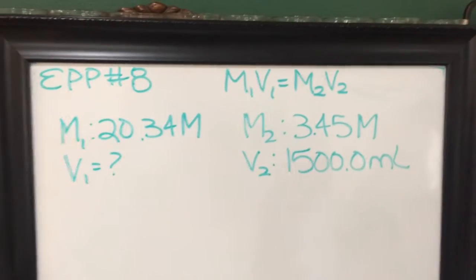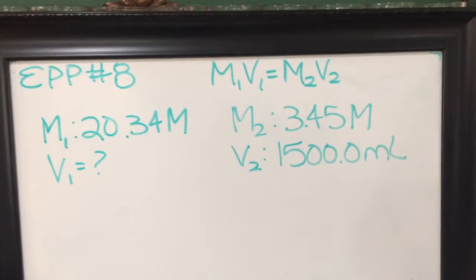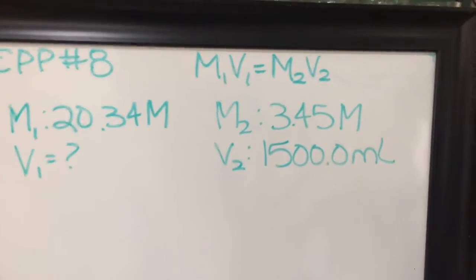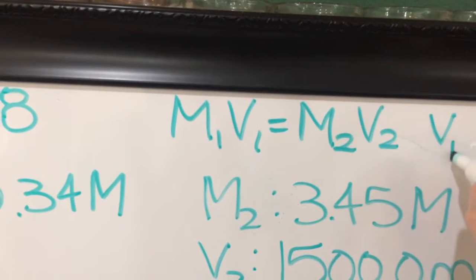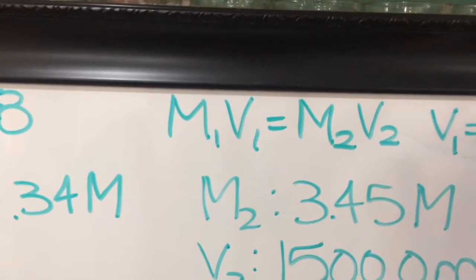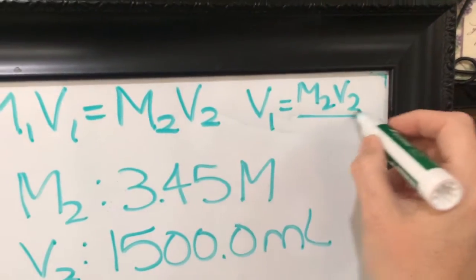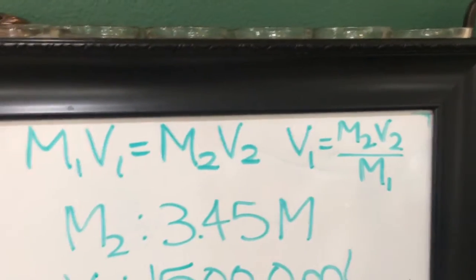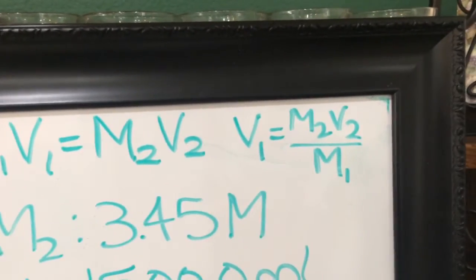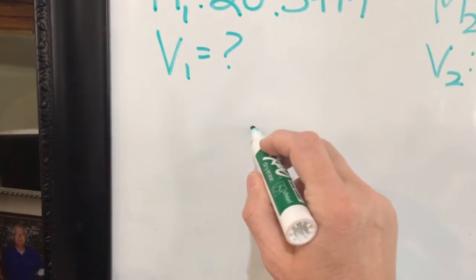Okay, now remember yesterday we talked about how this comes down to basic algebra. You can just fit it in there if you want to, but the best way usually is to put the one you want on a side by itself. And if you did this, it would be V1 equals M2 times V2 divided by M1. And so that's what I'm going to do in my problem.